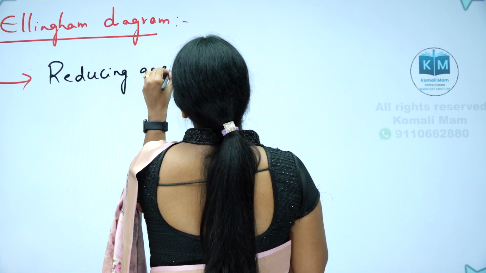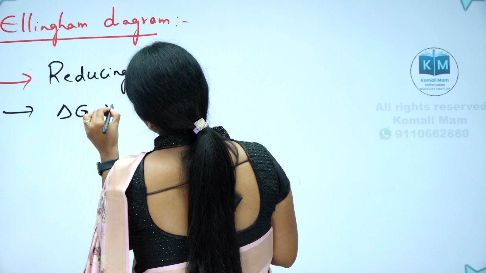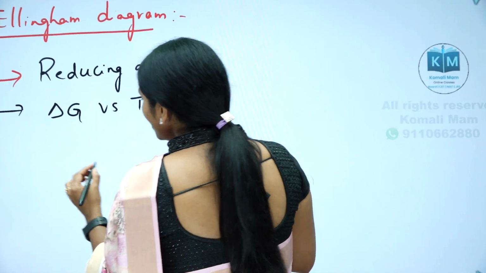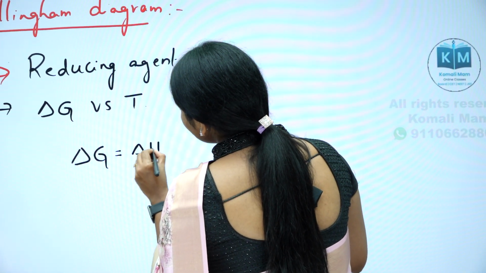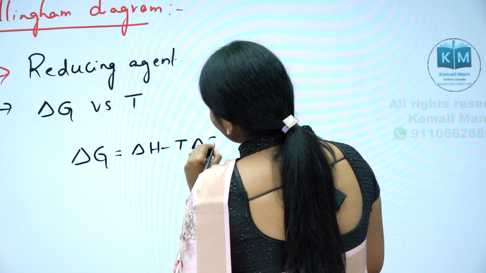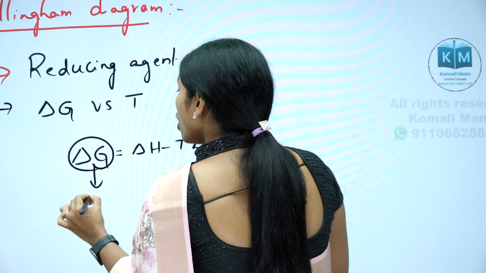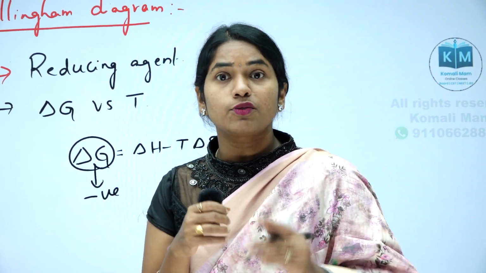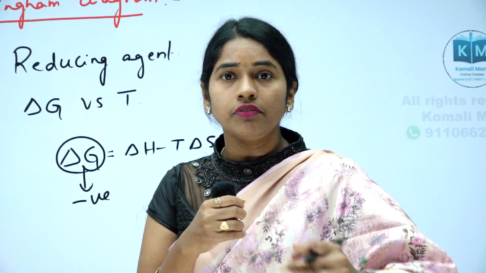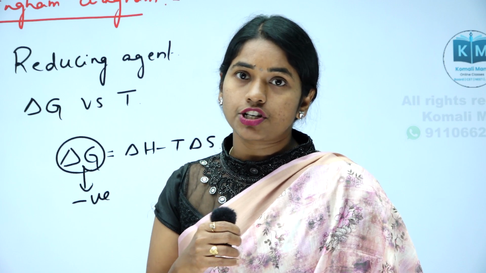In this graph, we plot delta G versus temperature. And here delta G is equal to delta H minus T delta S. What is delta G, students? Delta G is the Gibbs energy change. It should always be negative, then only the reaction is spontaneous. What is the meaning of a spontaneous reaction? One which takes place on its own. We call it a spontaneous reaction.